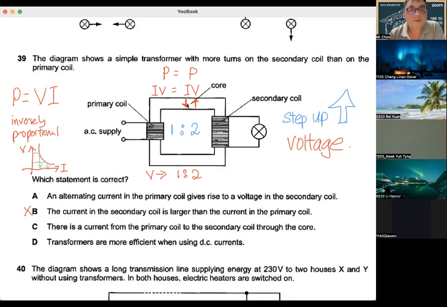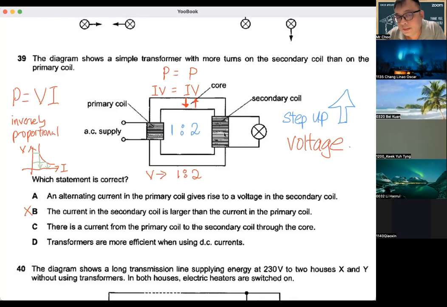Then number two, you look at answer C. Some of you gave me answer C. Answer C is also wrong. What is happening to the core is this: this coil of wire makes the core magnetize. When the whole core is magnetized, this magnetism of the core will make the coil have an induced EMF that results in an induced current.